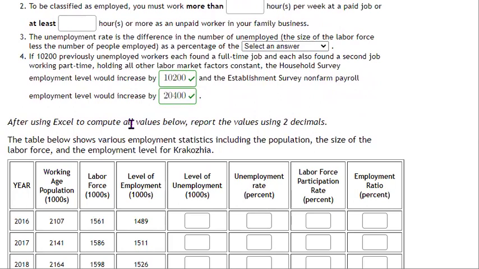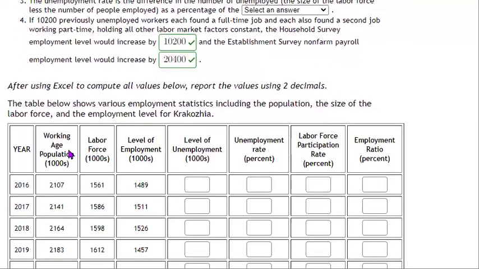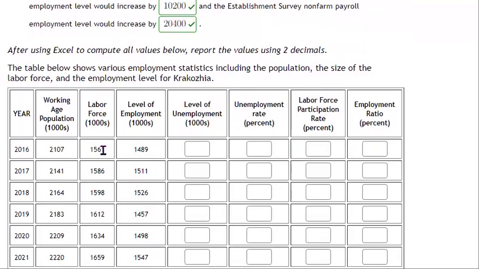Now, below is how we calculate the various labor market variables from the household survey, right? We have the working age population. We have the labor force size. This is in thousands. So this isn't actually 2,107. It's actually 2,107,000, right? And this isn't 1,561. It's 1.561 million, right? And these are hypothetical data for a hypothetical country, Caucasia, right?